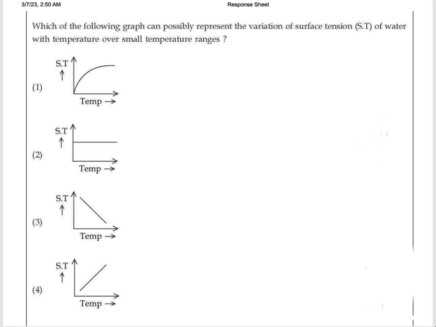Okay, so the question is saying, which of the following graphs can possibly represent the variation of surface tension of water with temperature over small temperature ranges? If you remember, surface tension is caused by the cohesive force between the liquid molecules. Whatever the liquid, its molecules have a force known as cohesive force, which forms the surface tension. So as temperature increases, the kinetic energy of the molecules also increases.